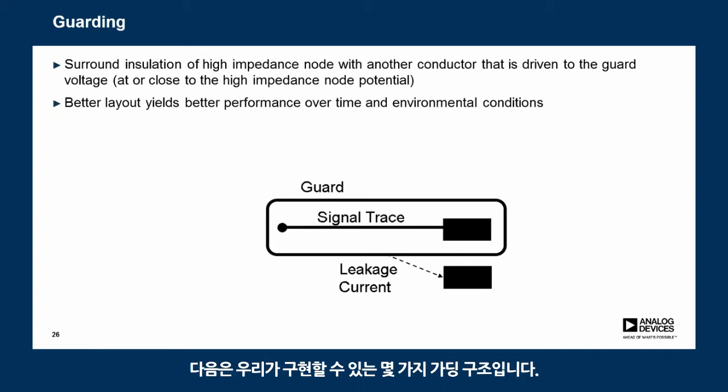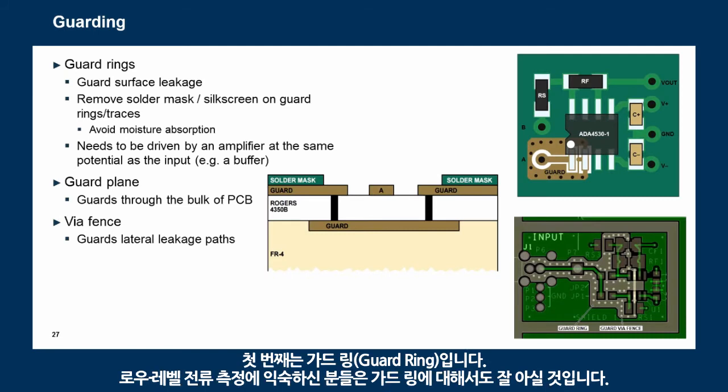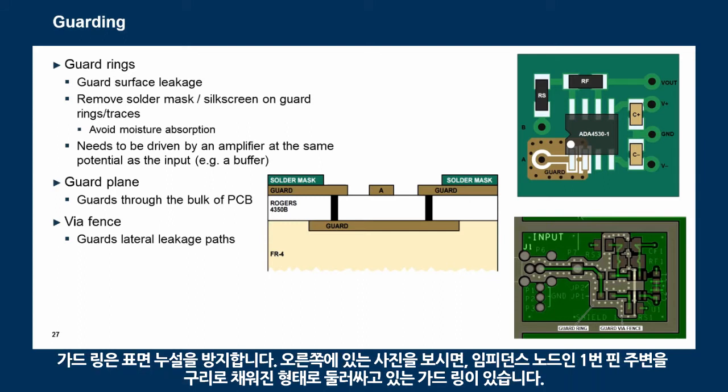So here are a couple of guarding structures that you could implement. The first is guard rings. If you are familiar with low-level current measurement, most likely you are familiar with guard rings as well. Guard rings guard surface leakage. If you look at the photo on the right, the guard ring is that filled copper shape surrounding pin number 1, which is the high impedance node.